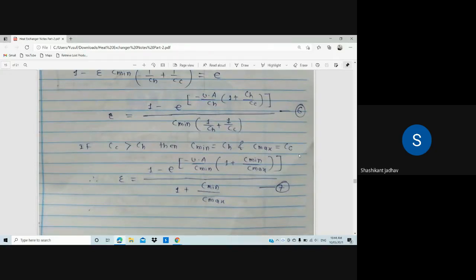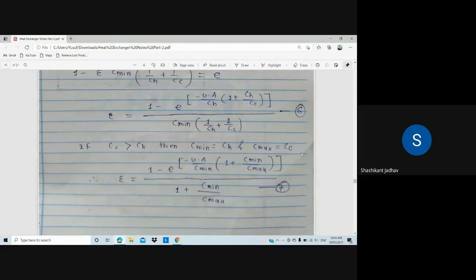Epsilon is equal to 1 minus e raised to into bracket minus u into a divided by ch into bracket 1 plus ch upon cc divided by c minimum into bracket 1 upon ch plus 1 upon cc, and this is the equation number 6. ओके, तर हे झालं आपलं इफेक्टिव्हनेसचं इक्वेशन.